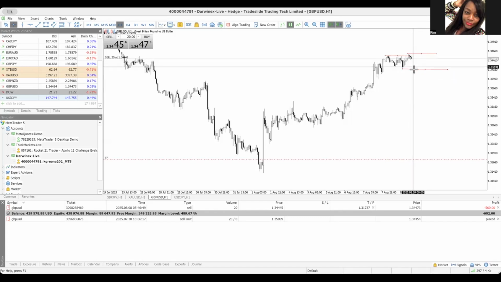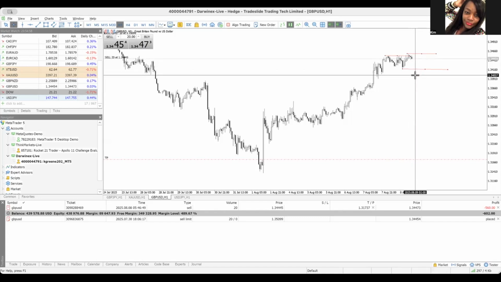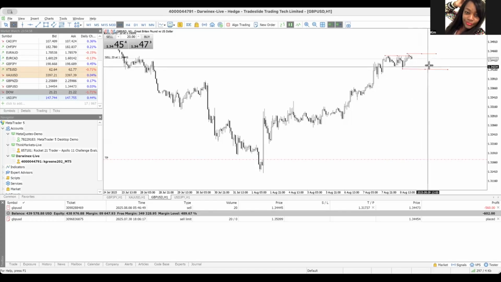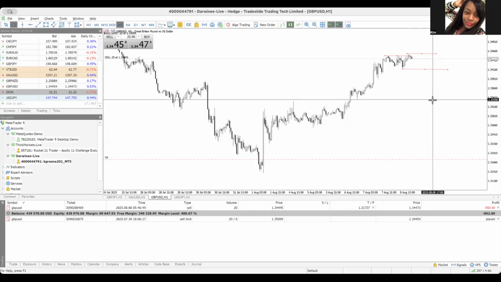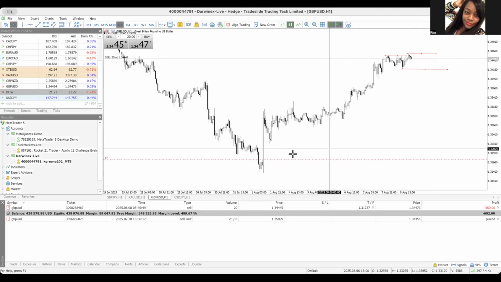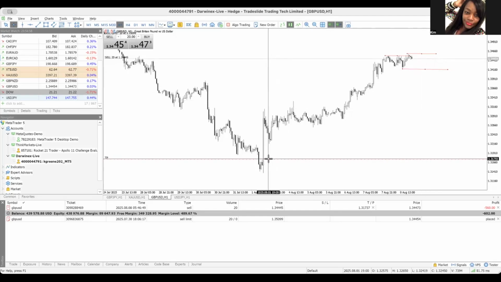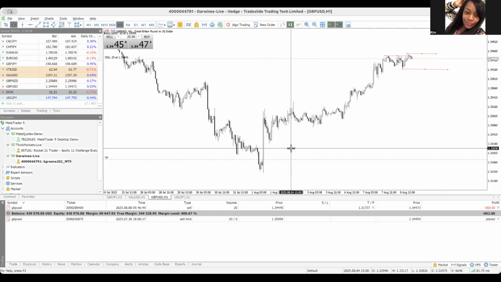But I'm expecting price to now break this low. I will set another limit to sell down to this. You see this demand zone right here, right? Y'all see that? Yay, nay.